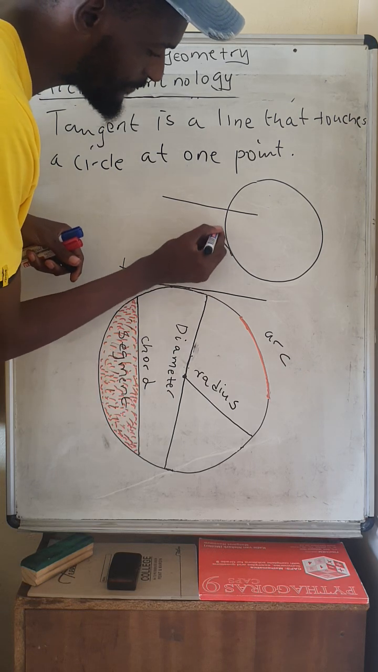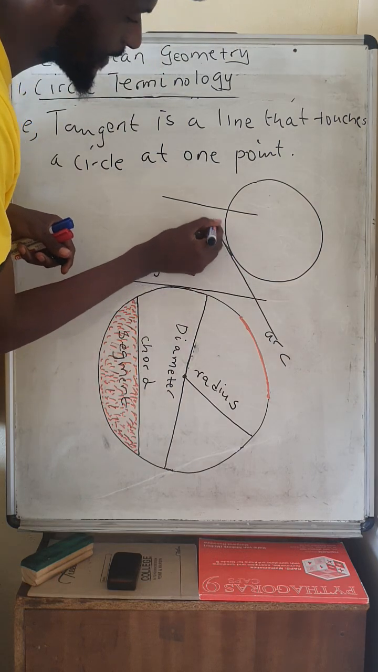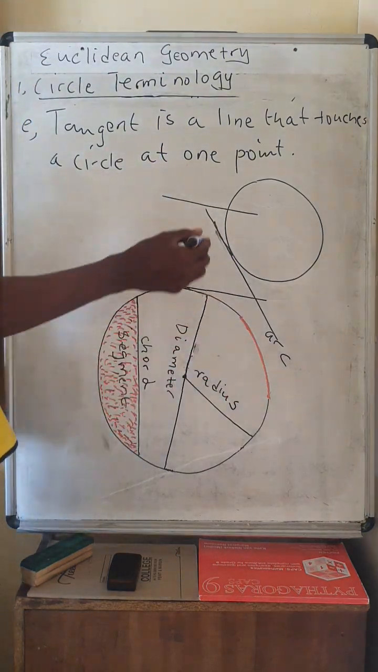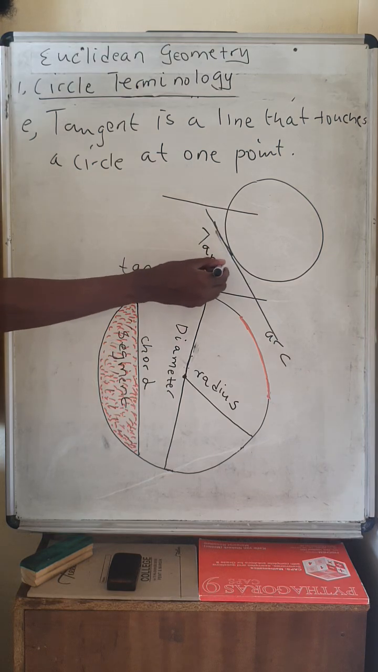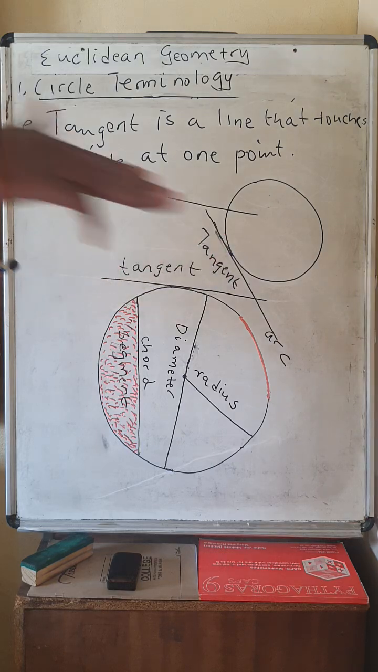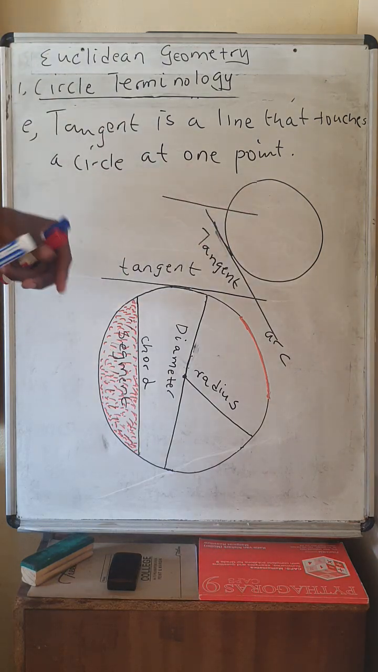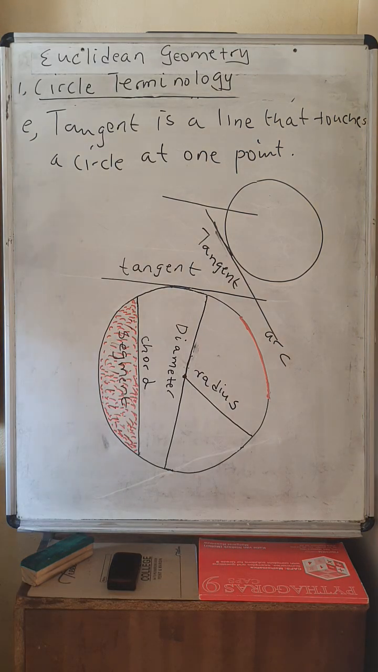Okay, it may not be perfect, but something like this. Yeah, it touches there. Therefore, this line here will be what? A tangent. A tangent must touch a circle at one point, not cut through a circle. So with this one, it's cutting through. So this cannot be called what? A tangent. It's just a line.